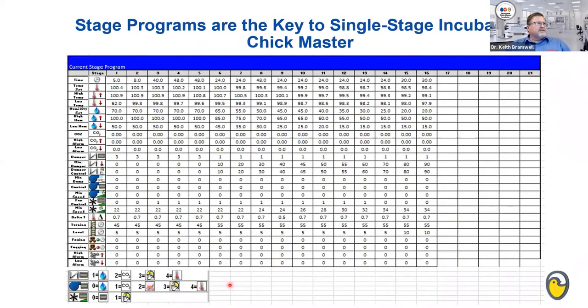The Chick Master uses stage programs, and this is one of their setups here. So you can see their temperature is very similar to what we see in the Jamesway, set up a little bit differently in the period of time they're at each stage, at each temperature. But they do the same thing, because that's just a uniform factor of knowledge, that we have to control our air temperature to give the embryo what they need.